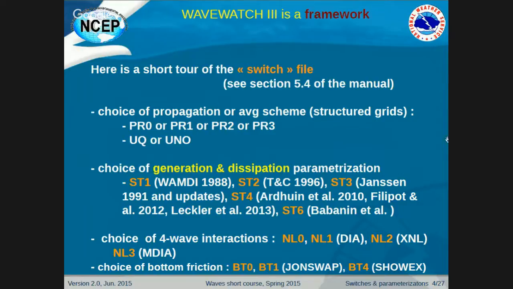And you have the very important choice of generation and dissipation parameterization for how the wind makes waves and how the waves are dissipated. I will go into the detail of that a little bit this morning. Essentially, you can choose between ST1, or first you can choose ST0, which is no wind input and no dissipation, just propagation essentially, or you can put nonlinear interactions and just conserve energy. But ST1 corresponds to the WAM cycle 3 from 1988. ST2 is the parameterization by Tolman and Chalikov, which was tuned to numerical model results by Dmitry Chalikov.